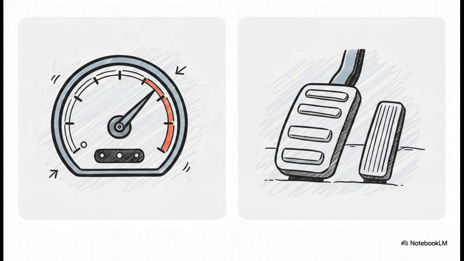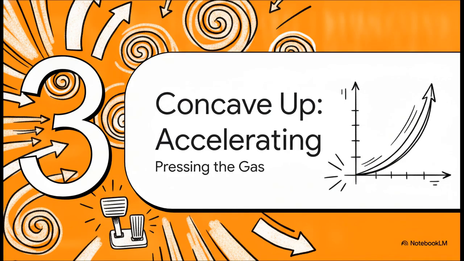But the second derivative, represented by f double prime of x, is our secret ingredient. It dictates the concavity, or the actual physical shape of the graph. It tells us how we're moving forward. You can think of the second derivative exactly like the gas pedal in that car. So what happens when we step on that pedal?